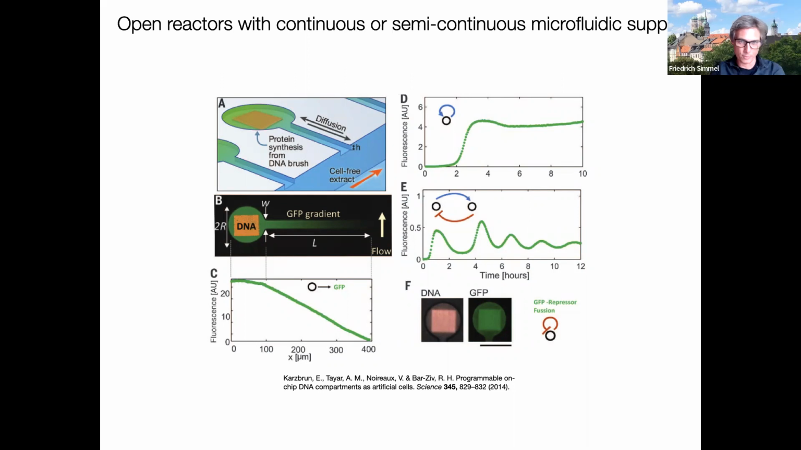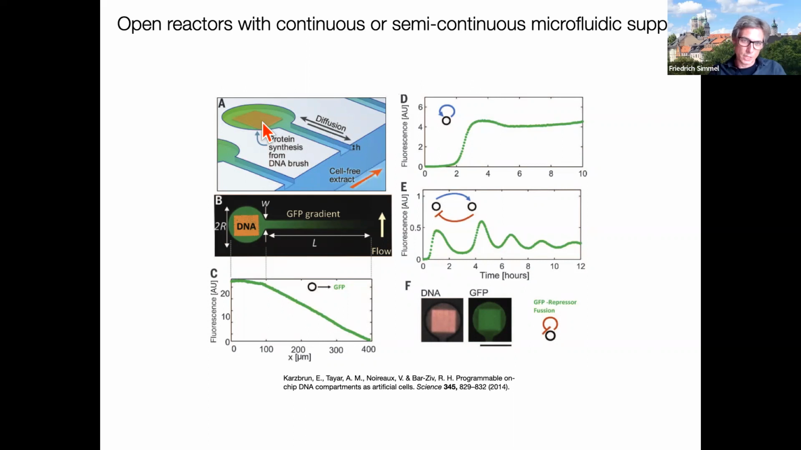It decays to equilibrium. Of course, people have thought about this problem, and there are solutions to keep the systems out of equilibrium for an extended time. Here's one example by Roy Bar-Ziv's lab. You might know him. He immobilizes DNA on a surface in a microfluidic reactor, and then you can flush cell extract through all the time, and therefore the system is out of equilibrium all the time.